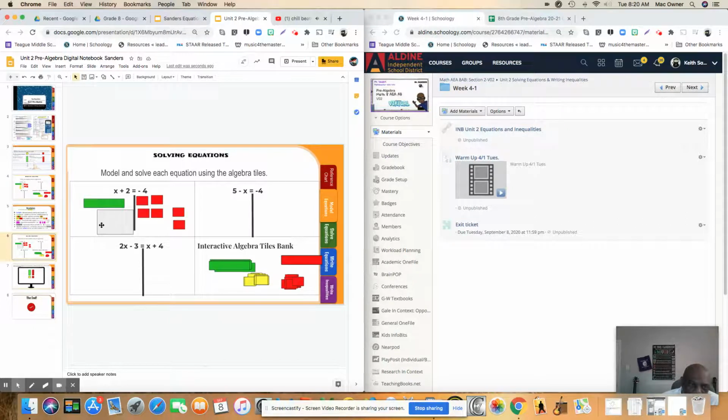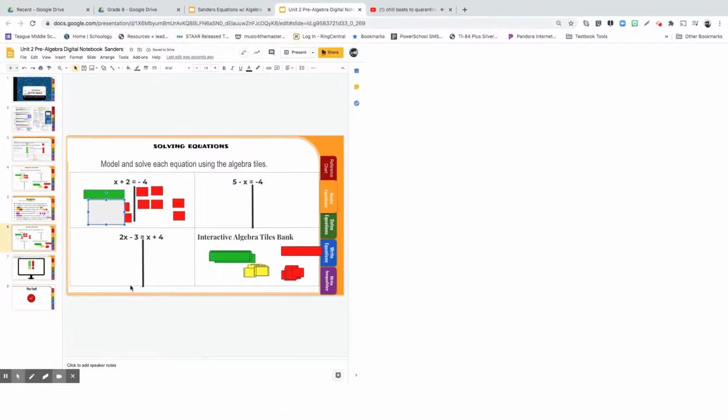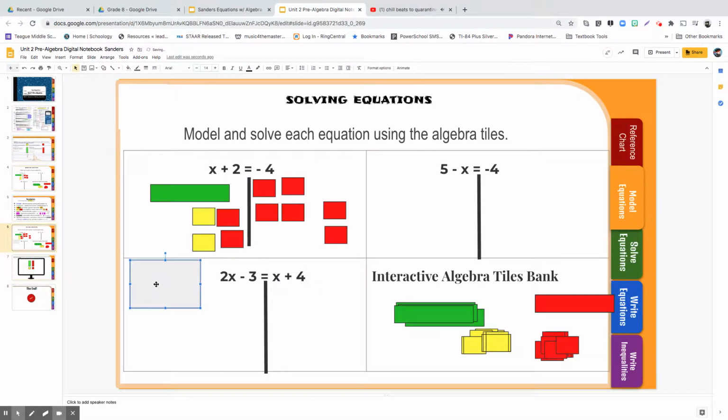Okay. So this is what I wanted to just model for you guys so you can see how it works. And then I want you to do the same thing for the next two problems using the algebra tiles. Okay.